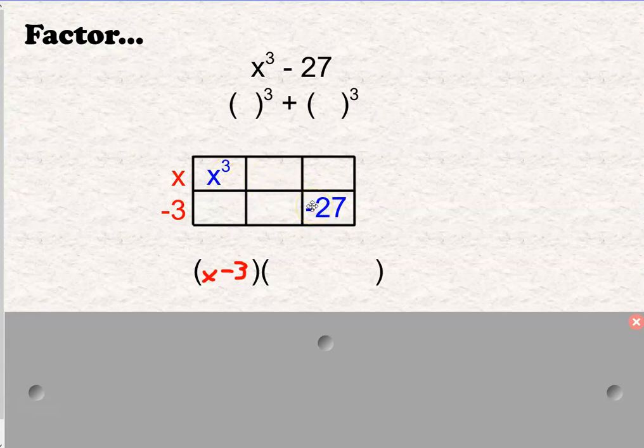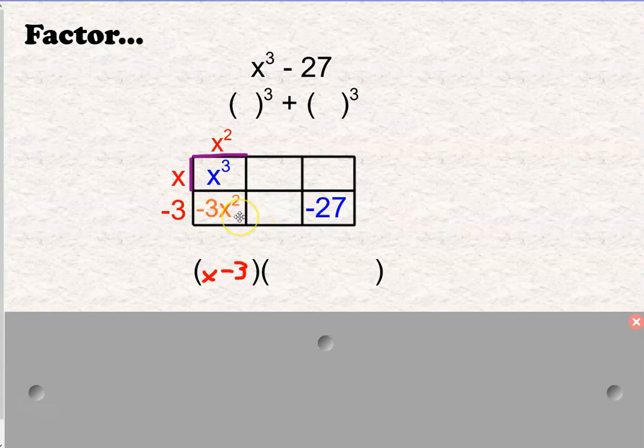Now we're about to set off a chain reaction here, so follow closely. If this side right here is a length of x, and this box here has an area of x cubed, what has to be the width of that box? Well, x times x squared gives us x cubed, so that box has to be x squared. And if this box has a length of x squared, and this box down here has a height of negative 3, then wouldn't its area be a negative 3x squared?